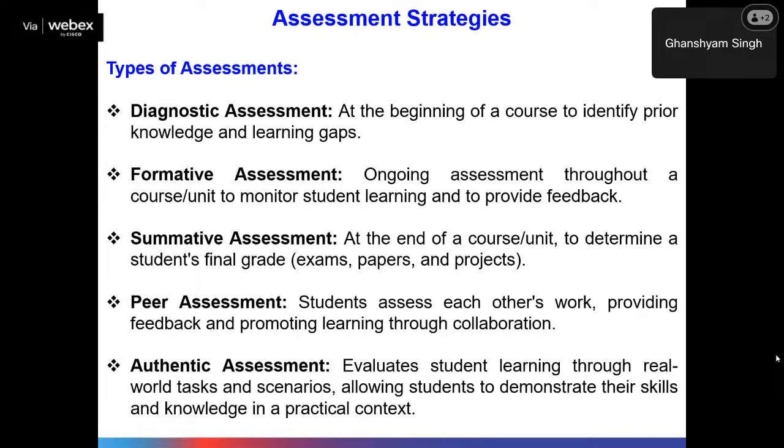Then we have peer assessment, where students assess each other's work, providing feedback and promoting learning through collaboration. So this is also very important. If you are not practicing peer assessment, it is a good thing to try. Try to involve your students in assessing each other's work through presentations or collaborative work. Similarly, the last one is authentic assessment, which evaluates student learning through real-world tasks and scenarios where we allow our students to demonstrate their skills and knowledge in a practical context. So these are some of the important assessment types.